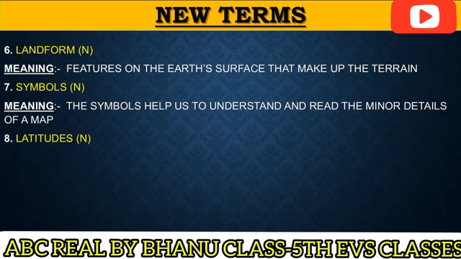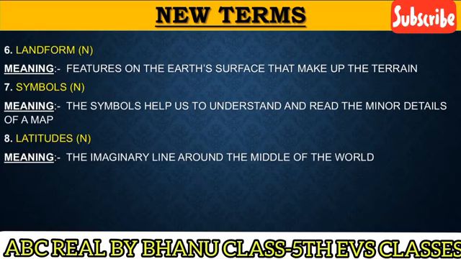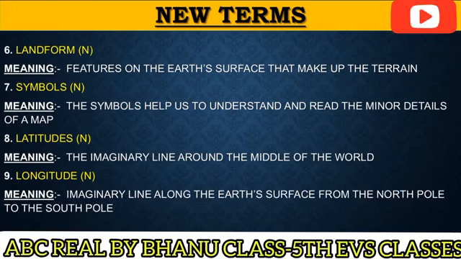Let us move on to 8th. Latitudes are noun which means the imaginary lines around the middle of the world. The latitude passes from east to west. Let us move on. 9. Longitude. It is also a noun which means imaginary line along the earth's surface from the northern pole to the south pole. The longitudes are from north to south, whereas the latitudes are from west to east.